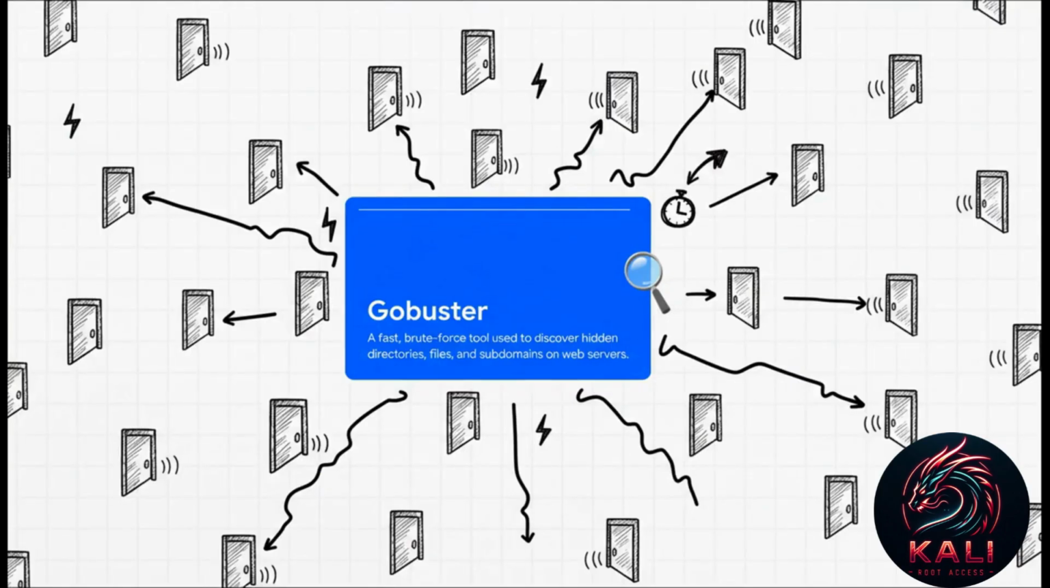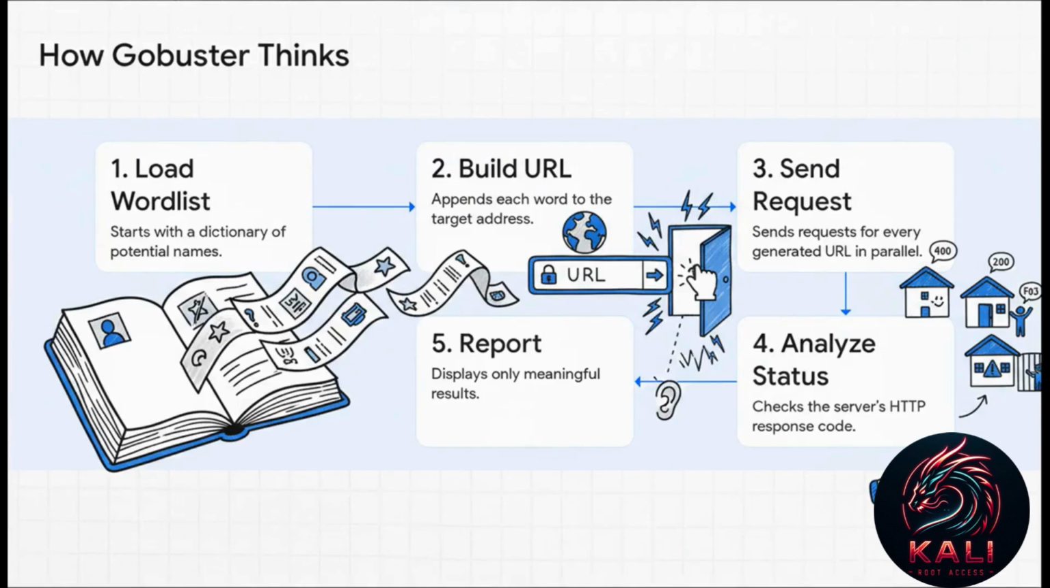And the secret to how Gobuster works is right there in the definition. It's a brute force tool. That means it doesn't do any clever guesswork. It's more like a machine that just systematically tries every single possibility you give it from a list. And the reason it's so good at this is because it's written in Go, which makes it blindingly fast. We're talking about knocking on thousands of potential doors every single second. It's just relentless.